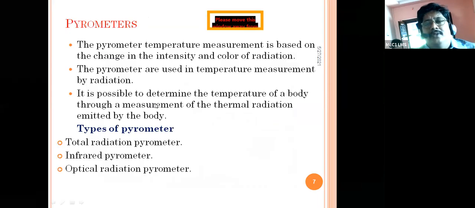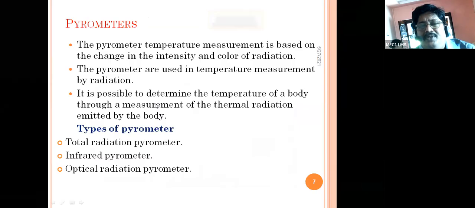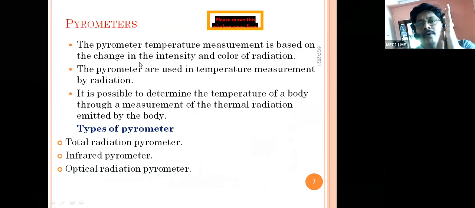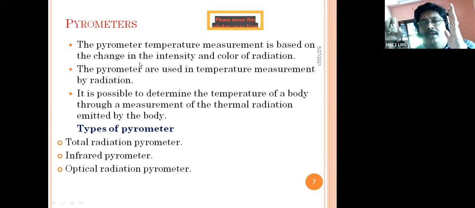Next, pyrometers. Next, we come to the pyrometers. In the pyrometer, if you observe, pyrometer is also a meter which is used to measure the temperature of a substance or a body. Now here, the pyrometer temperature measurement is based on the change in the intensity and color of radiations. For example, a light falls on my hand. One torchlight, that radiation falls on my hand.